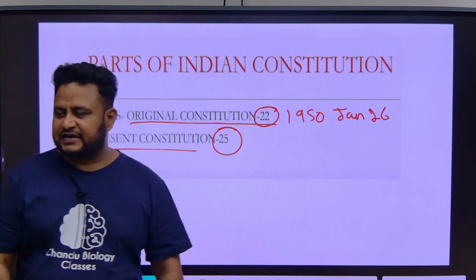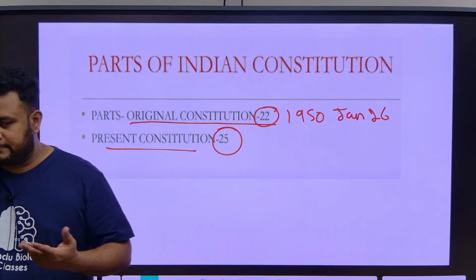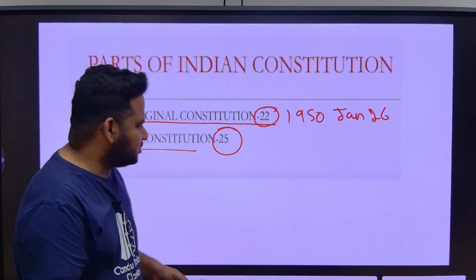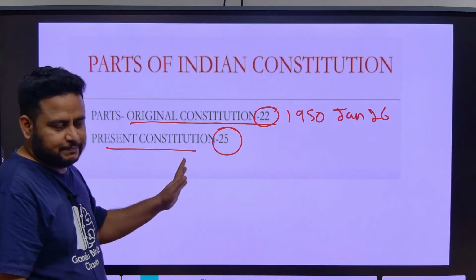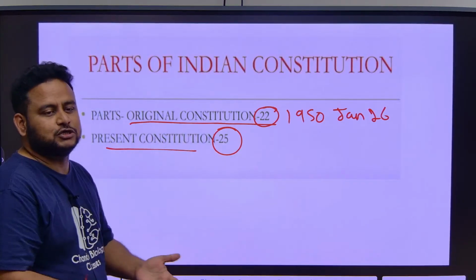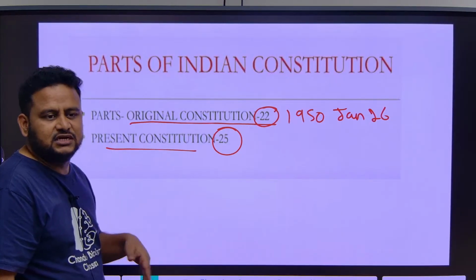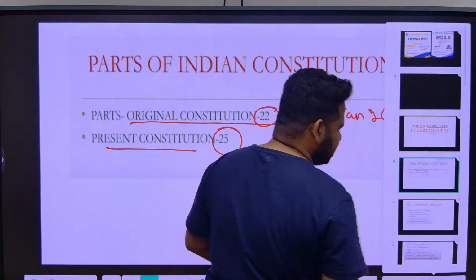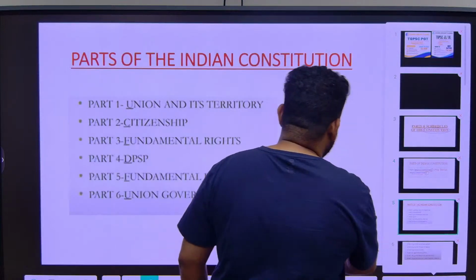If they ask part 22, what is the 22nd part? You should be able to answer. You should be in a position to come up with what is in part 22. All right. So original Constitution 22 parts, present Constitution 25 parts. They can ask a factual question, how many parts are there in the present Constitution? It is 25. If they ask about the original Constitution, it is 22. So, let us start with each of the parts. First, let us understand the parts, then I will tell you the mnemonics. Part 1, see here.